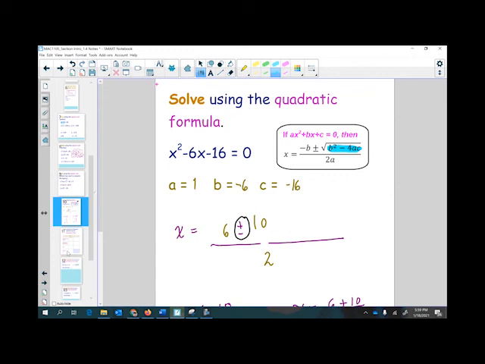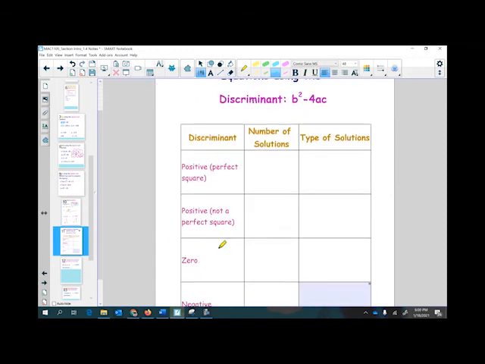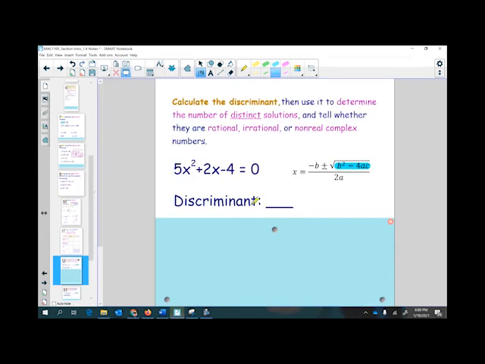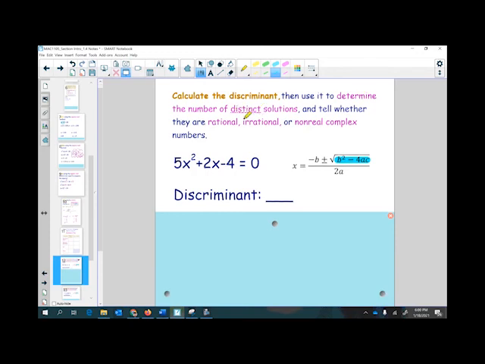So now let's fill out this table, but before we do, we're going to do a few different examples so that when we're filling this out, we have some context and we understand what it means. So here's one example. Calculate the discriminant, then use it to determine the number of distinct, that means solutions that are not the same, and tell whether they are rational, irrational, or non-real complex.